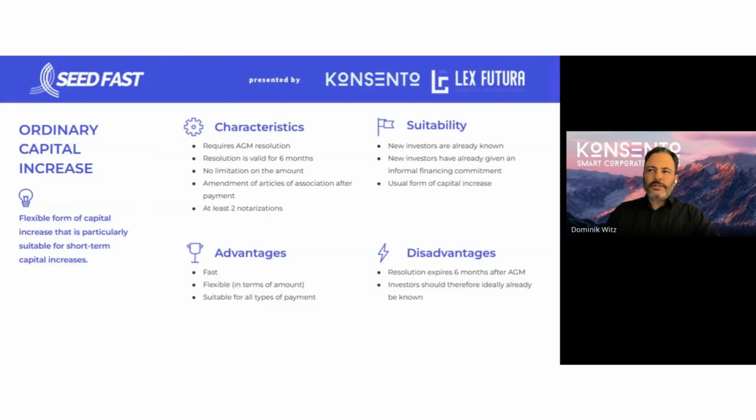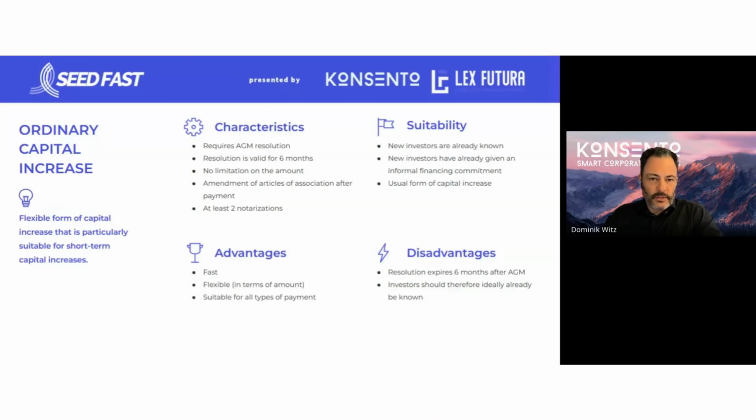Exactly, which is actually the most flexible form of capital increases, and that is also suitable for short-term capital increases in particular. So what are the characteristics of the ordinary capital increase? First of all, they require an AGM resolution, and this is a little spoiler, but all of the capital increases require a resolution by the shareholders. So just to mention this before we dive also into the other forms of capital increases.